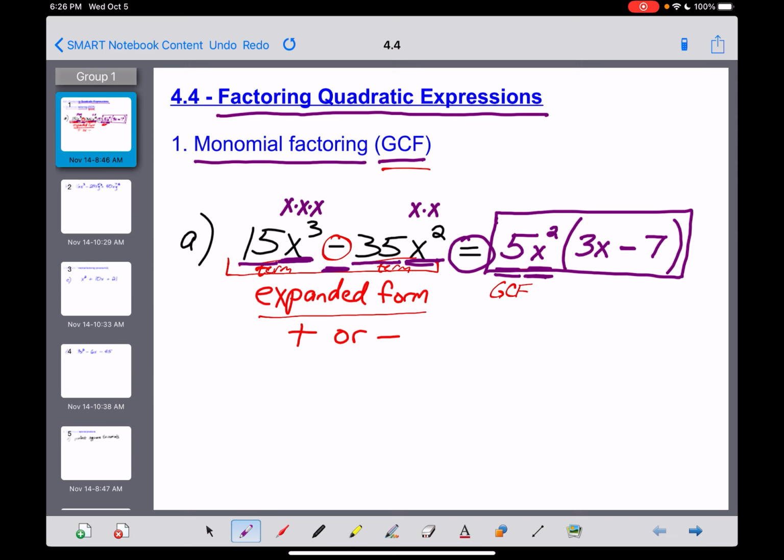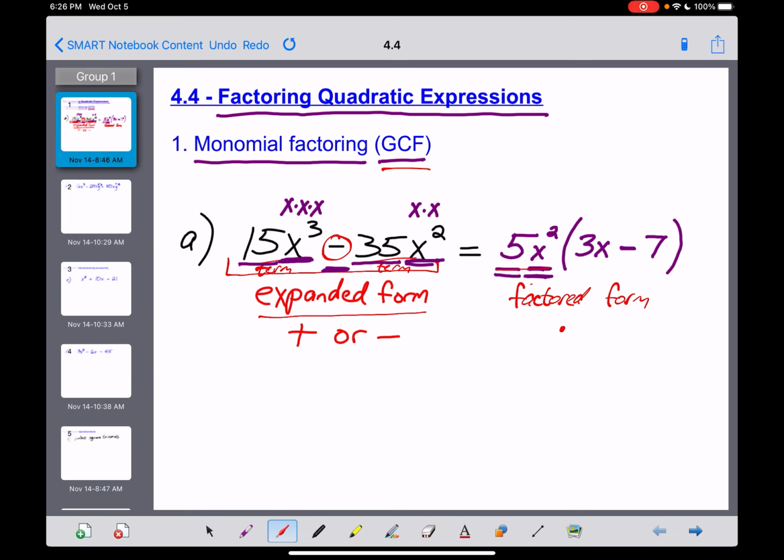But we now have it in what's called factored form. Let me write that out so that it's a little easier to see. What we had on the left we said was expanded form, written in terms of addition or subtraction. This expression is in what we call factored form. The word factor always implies multiplication. Now that dot looks silly by itself, but this is 5x squared multiplied by the binomial 3x minus 7.